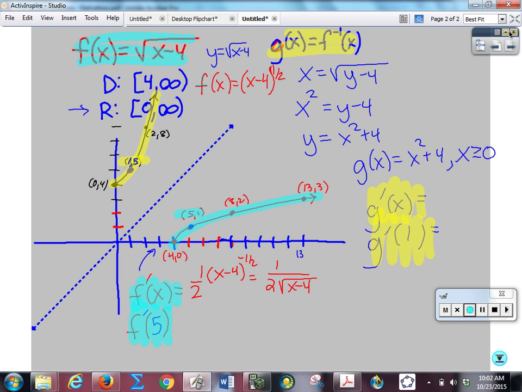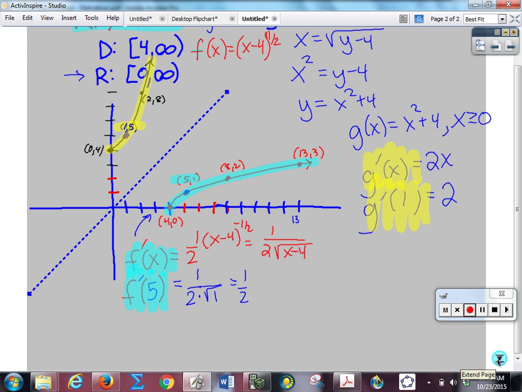This one was easy. 2x. So this slope was 2. This one was 1 over 2 times the square root of 1, 1/2. So the slopes, this one was 1/2, this one was 2. Now that we have the derivative, let's just do another one. Let's do, on this little function, f of x, let's do f prime of 8. Let's find the slope at this point now. So 1 over 2, 8 minus 4, so 1/4.